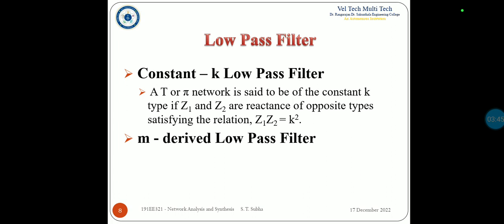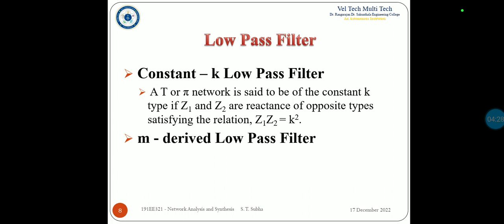A T or pi network is said to be a constant K-type filter if Z1 and Z2 are opposite types of reactances, satisfying the relation Z1 times Z2 is equal to K squared, where K is a constant which is independent of frequency. K is often referred to as the design impedance or nominal impedance of the constant K filter, which is used to characterize a filter. Usually, a low pass filter can be represented in the form of a T or pi section filter.